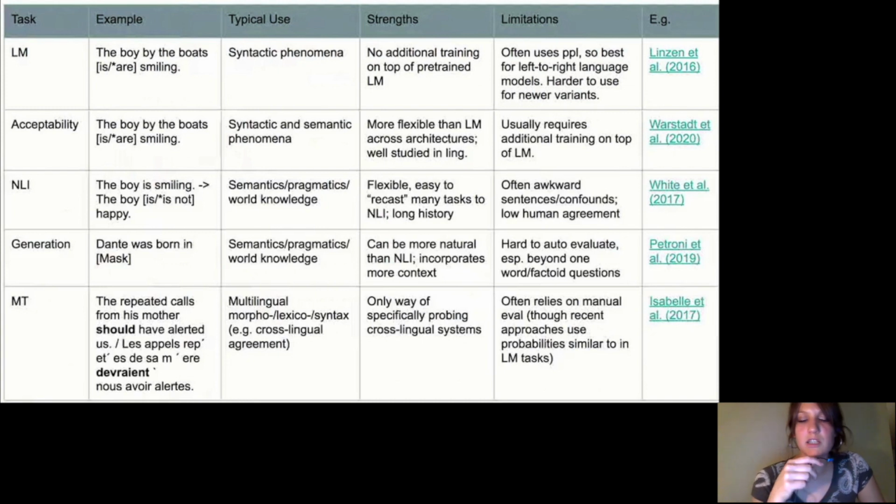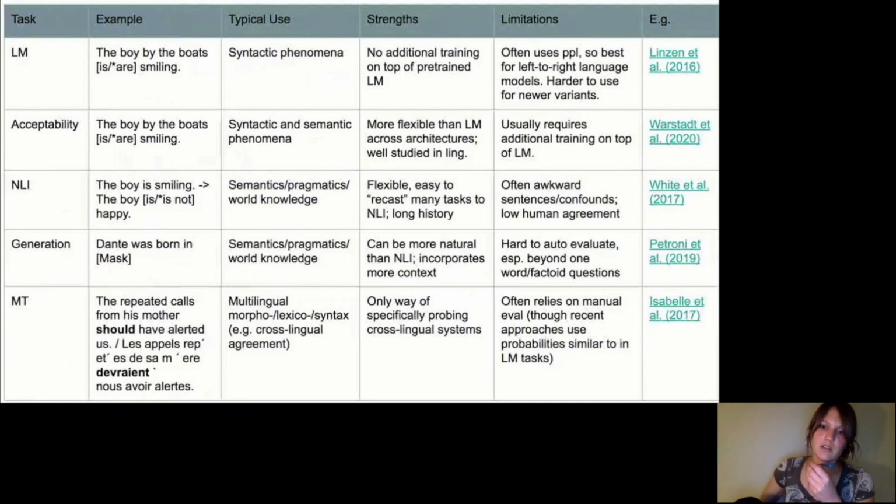And then finally, there's machine translation, and Jonathan talked a lot about machine translation from the structural probing perspective. In the behavioral analyses, there's been some studies. So Isabelle et al., several years ago now, was one of the first ones to really look at whether MT models were capturing specific morphological, lexical, and syntactic phenomena across languages. The main strength here is that it's really the only way of probing these cross-lingual systems. So if you're wondering whether your model is capturing specific cross-lingual phenomena, you have to design some variant of an MT or cross-lingual task.